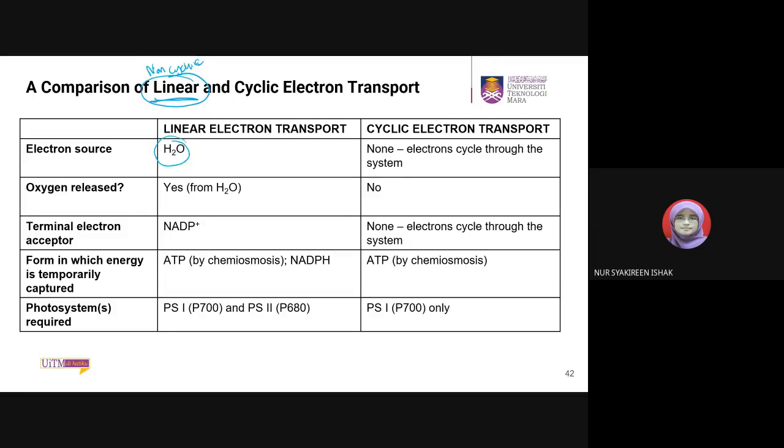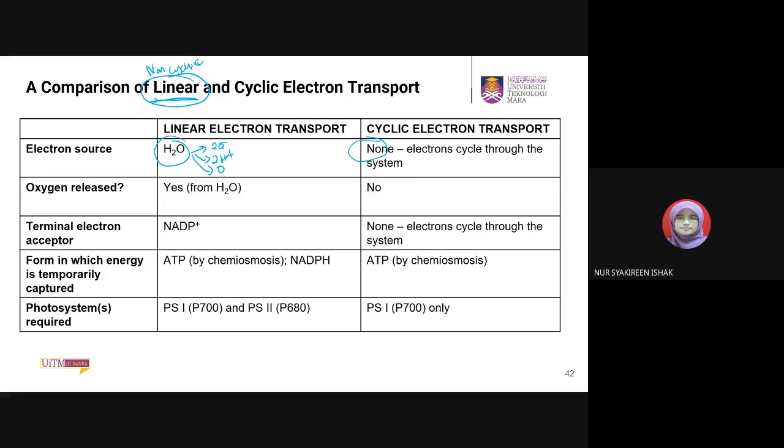Okay, water undergoes photolysis of water, releases electrons and also hydrogen ions and also oxygen atom. Okay, so source of electron adalah air. For cyclic electron transport tak ada source. Maksudnya daripada PS1 balik semula ke PS1. Okay, so electron cycle through the system. Okay, this a cycle lah.